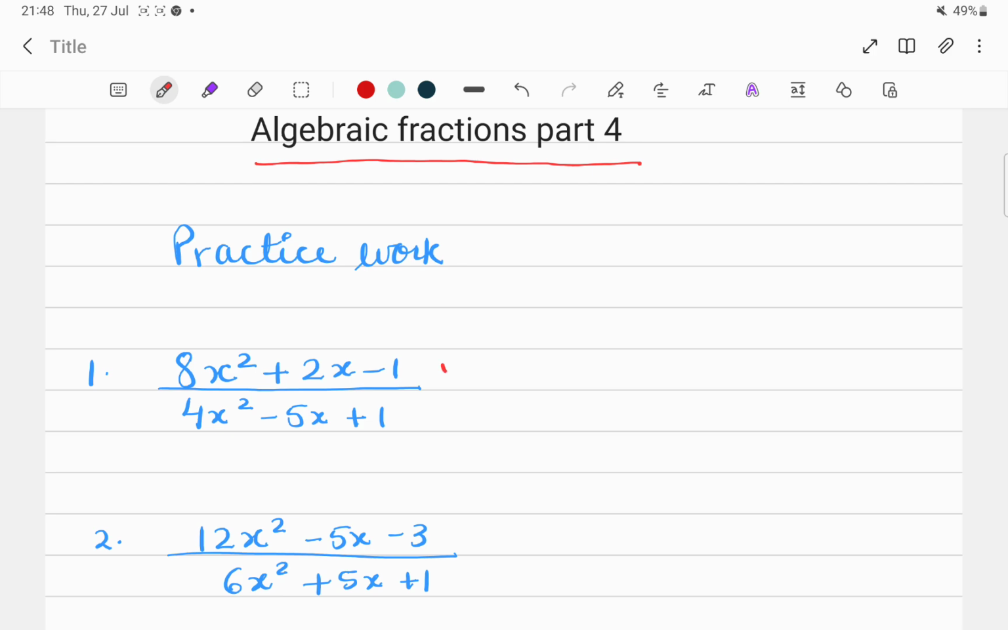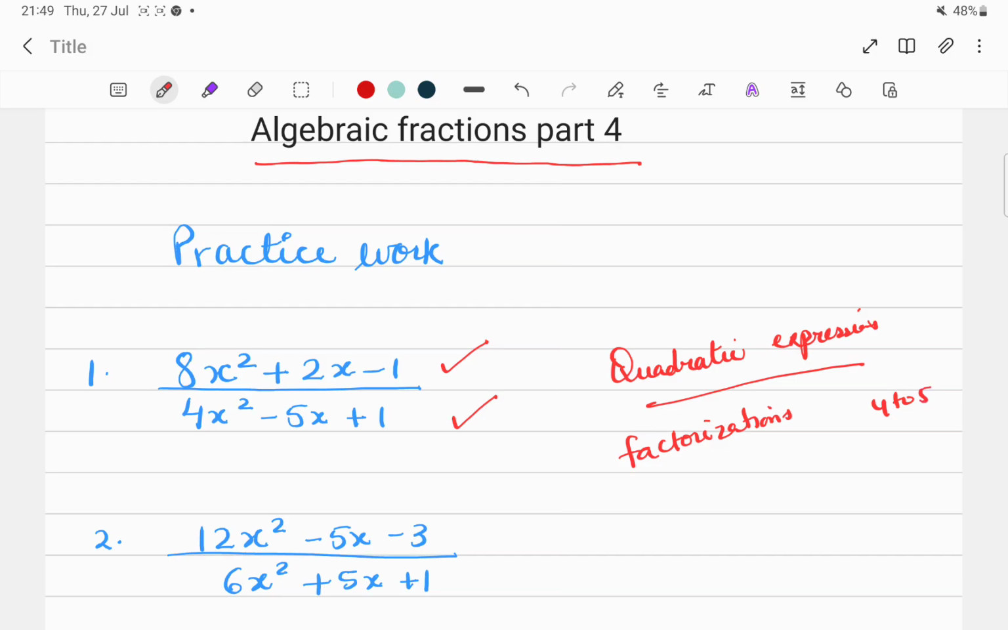Now here the numerator and denominator both are quadratic expressions. So if you want to do these types of questions, I would recommend you all to go for my factorization videos. There are 2 to 3 or maybe 4 to 5 videos on this topic. I would suggest you go over those videos to work on the concept of factorization. Then this process of simplification will be very easy.